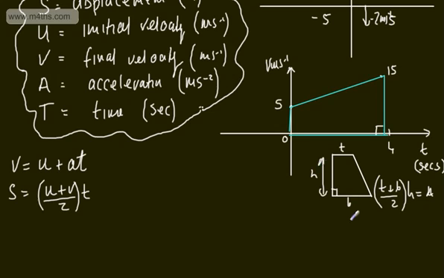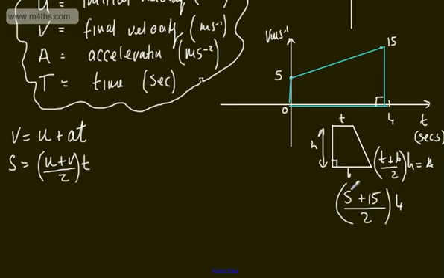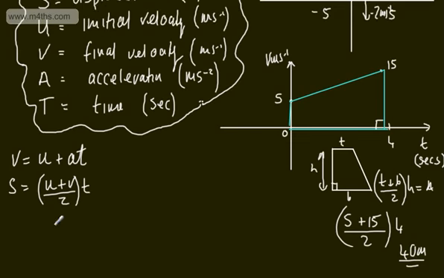So in this case we'd have 5, that's the initial velocity, plus 15, which is the final velocity, divided by 2, multiplied by the height. On here I've got 20 over 2, which is going to give me 10, and then multiplied by 4, so we can see that would be 40 metres. So all we've done is see that one of these is something we actually already know.